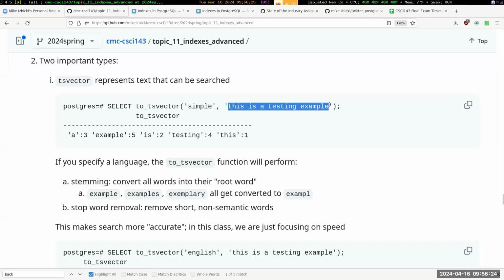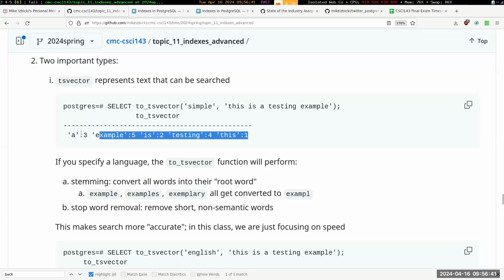So this document over here on the right-hand side, this is a testing example. The word this, the one right here, and then is the two right here, and so on. And there's no special language-specific processing.